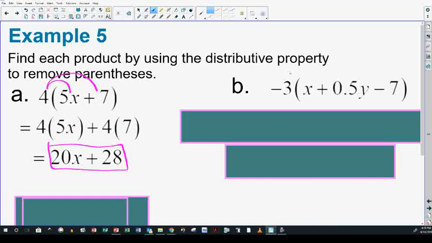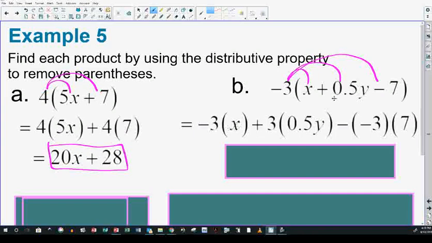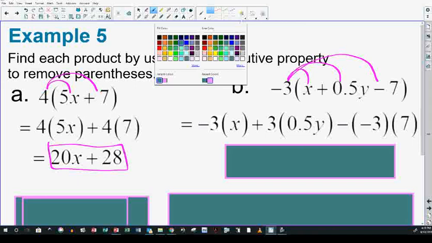Here you would distribute the negative 3 to the x. Then you would distribute it to the 0.5y, then you would distribute it to the negative 7. So you would get negative 3 times the x plus, and there's a typo there. So let me fix that. I didn't catch that.